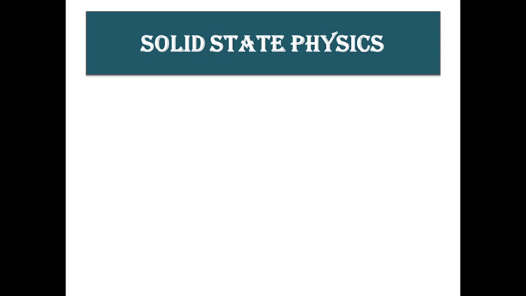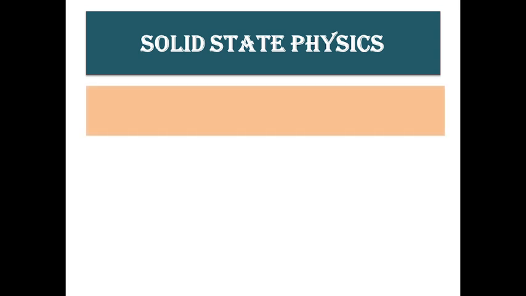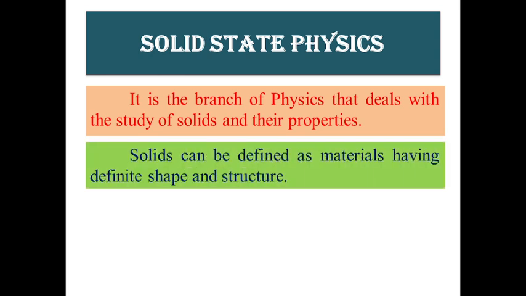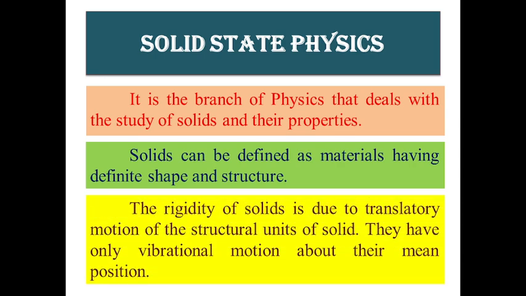What is solid state physics? It is the branch of physics that deals with the study of solids and their properties. Solids can be defined as materials having definite shape and structure. The rigidity of solids is due to the translatory motion of the structural units of solid. They have only vibrational motion about their mean position.